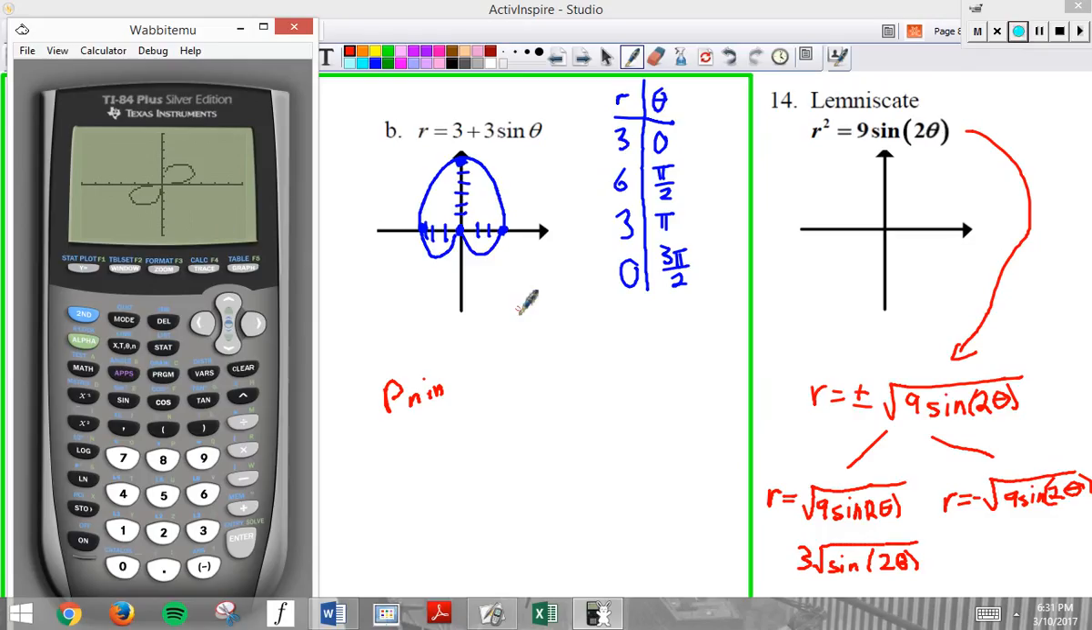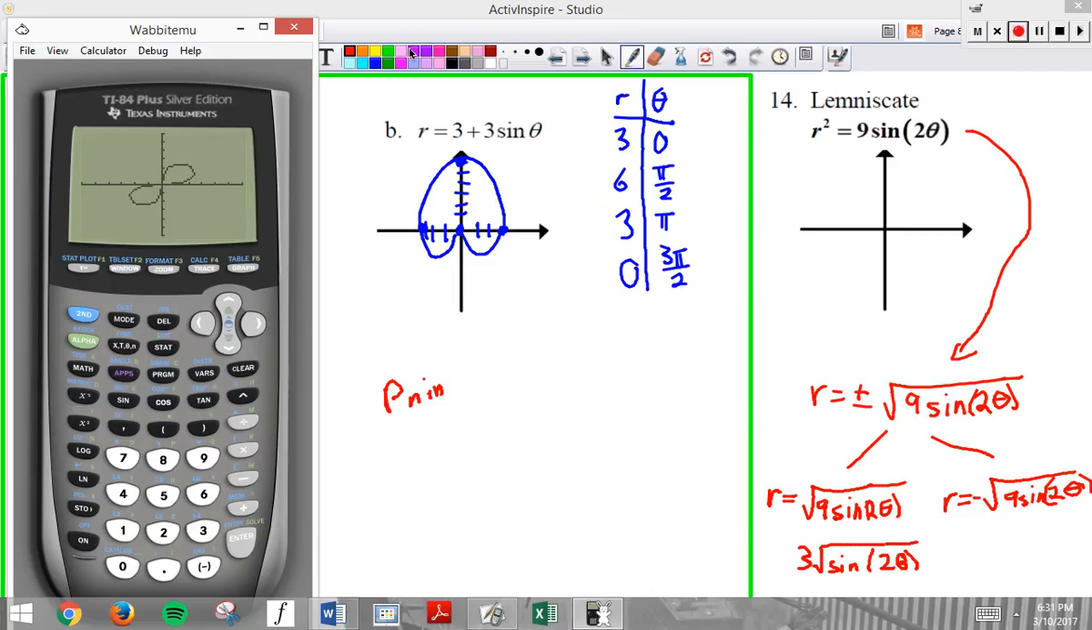Now, guess what? For a lemniscate, the negative half won't matter again. Like, watch, I can graph the negative half too. And this is where I get jealous of Inspires. Even I suffer from Inspire jealousy because they have a copy and paste. They can literally do Control C like you do on your computer.